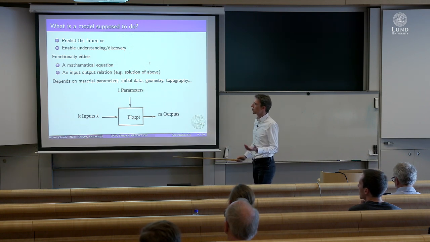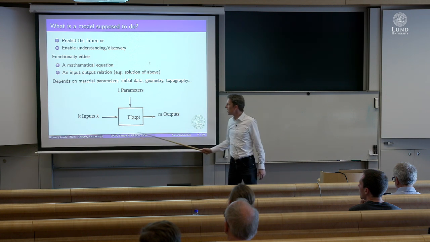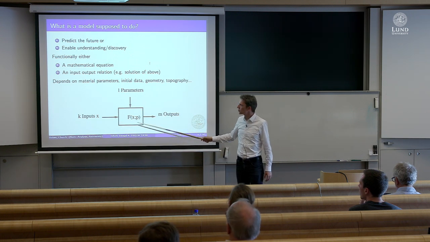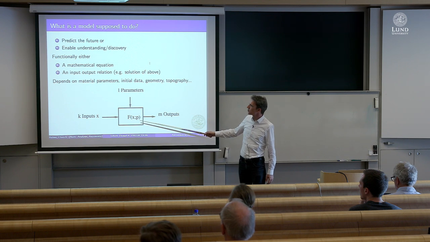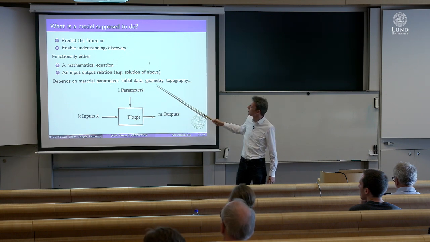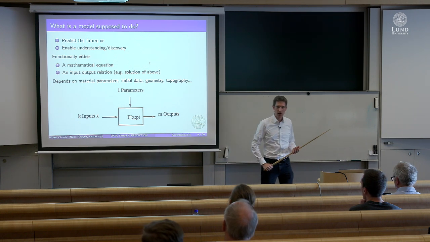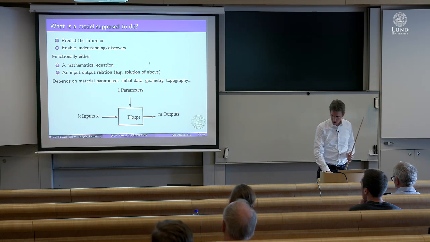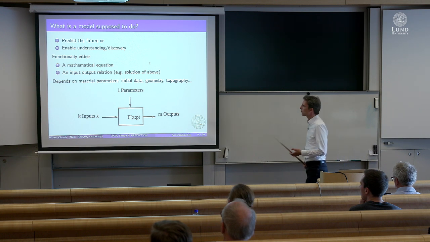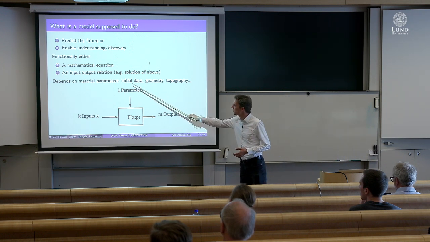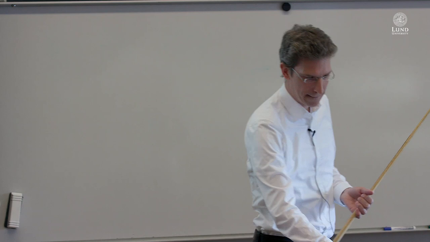then you get an input-output relation. And then this would essentially look like, well, you have inputs, you have outputs, and then in between, in this box, you have a function that takes the inputs, but it's going to be parameter-dependent. So there might be material parameters, initial data, geometry, topography, whatever. So this can be arbitrarily complicated. And of course, then there is the question, how do you get all of these to the accuracy that you need?